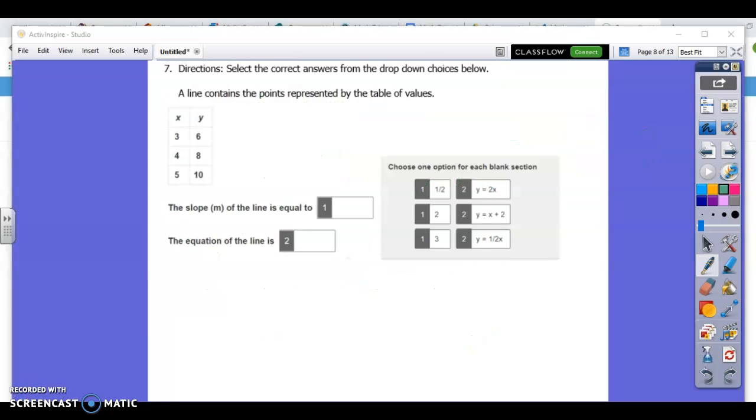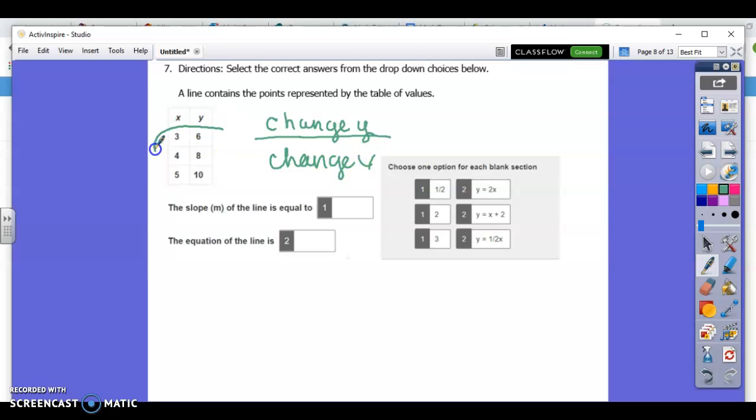All right. Select the correct answers from the drop-down choices below. A line contains the points represented by the table. This says the slope of the line is equal to blank, and the equation of the line is blank. So in this case, we need to find the slope.